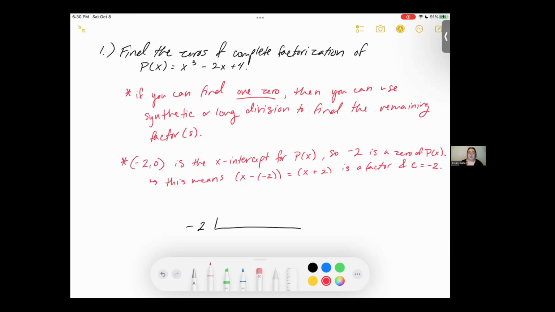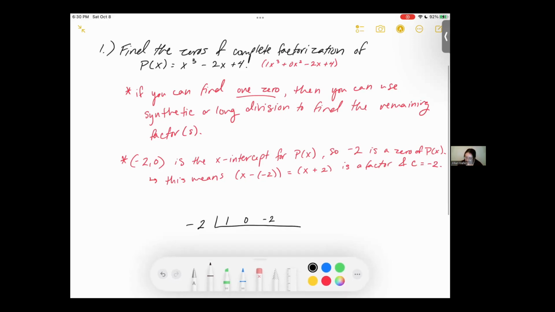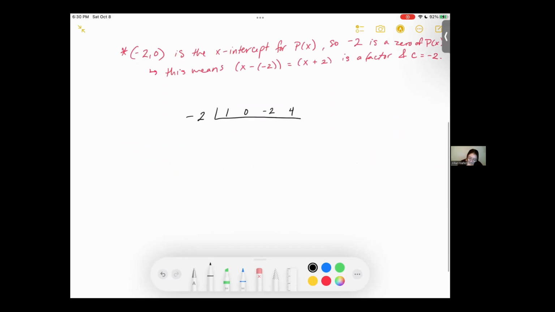If we were to write this out, this is really 1x to the power of 3 plus 0x squared minus 2x plus 4. So the coefficient of x cubed is going to be 1. Since we don't have an x squared term, that coefficient is 0. The coefficient of x is -2. And that last number is 4. So there we go. Kind of set up our synthetic division. We draw another line here to represent our middle row, and now we can start our synthetic division.